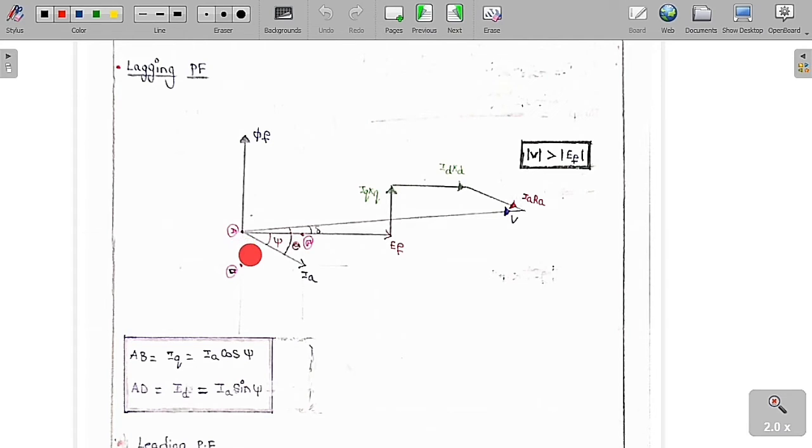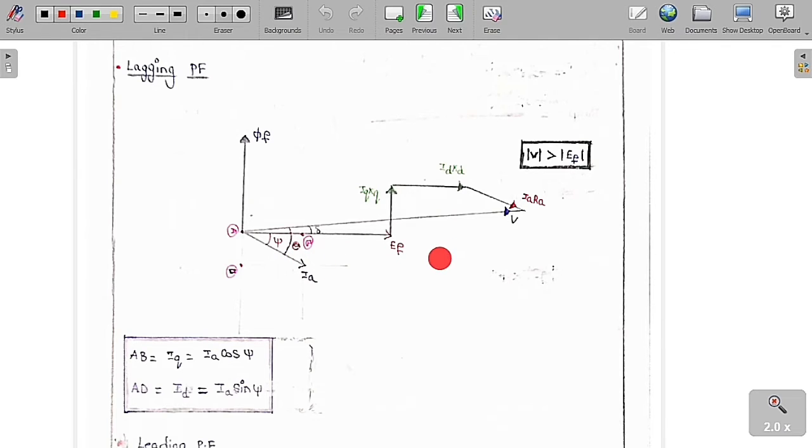Then what is the value of AD? AD is equal to IA into sin psi, and AB is equal to IA into cos psi. So AB is called the quadrature axis current, and AD is called the direct axis current. Therefore, AB is equal to IQ, which is IA into cos psi, and AD is equal to ID, which is IA into sin psi.